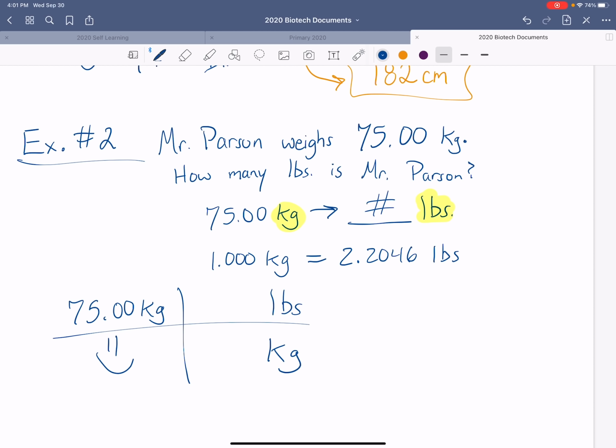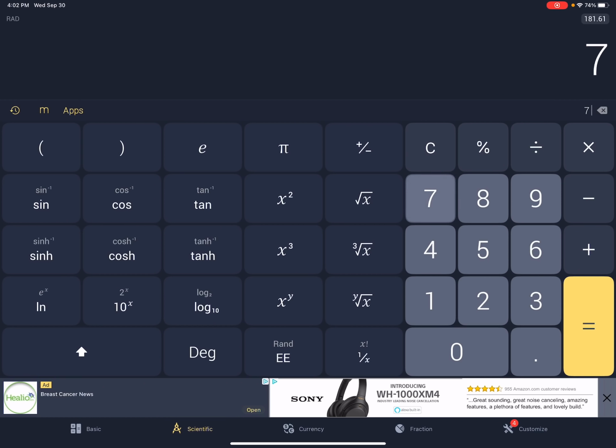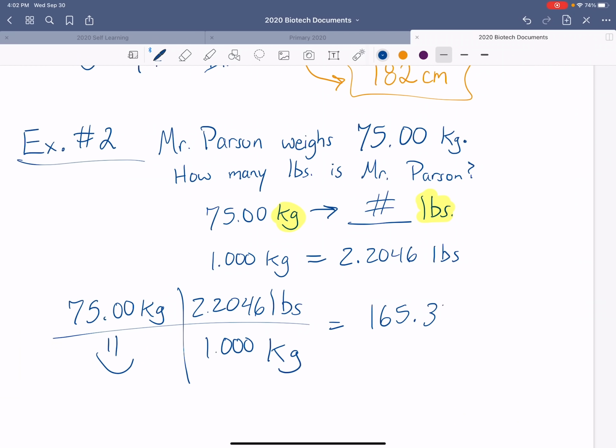Now I just fill in where those numbers go. Right up here, right next to the pounds, I'm going to copy the value that we got from that table and put it here. And then the value that is right next to kilograms needs to go next to where we have our kilograms. So in this case, we're going to be multiplying across the top: 75.00 times 2.2046 pounds, 165.345 pounds. Remember, our kilograms here is going to cancel out with our kilograms there.